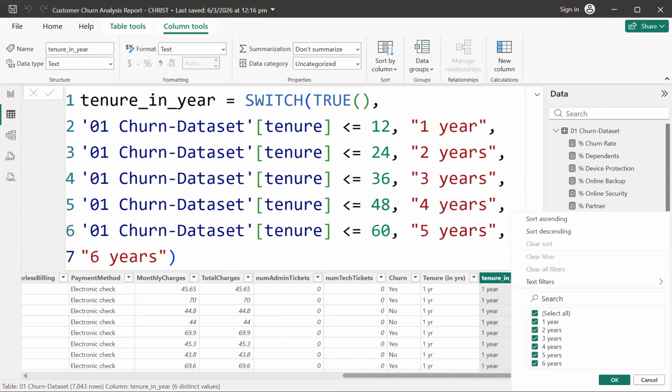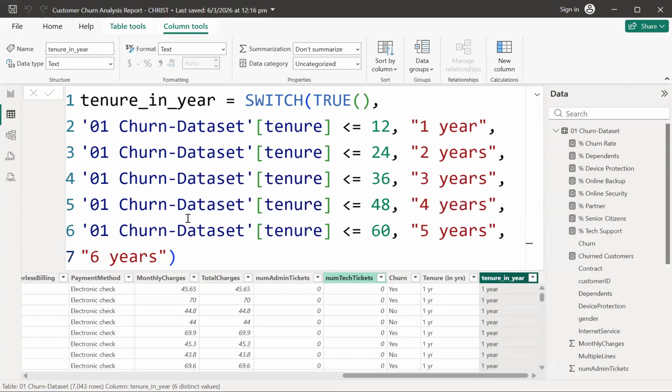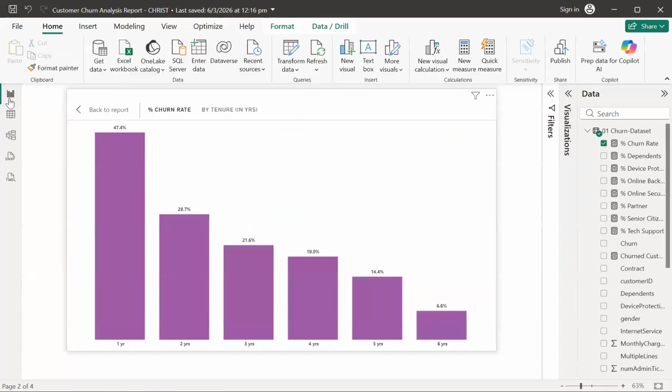Now, what we are discussing over here is whether I can make this recommendation to my client: that at the initial stage, you have to provide more support, more care, more love to your customers, so that you can actually retain the customer for a longer period of time. And once you are able to retain that customer, let's say for more than 3 or 4 years, then the chances of churn will be very less.